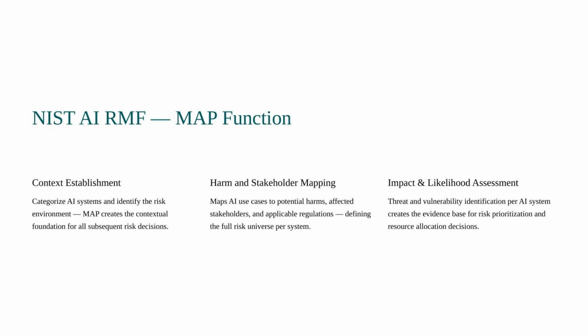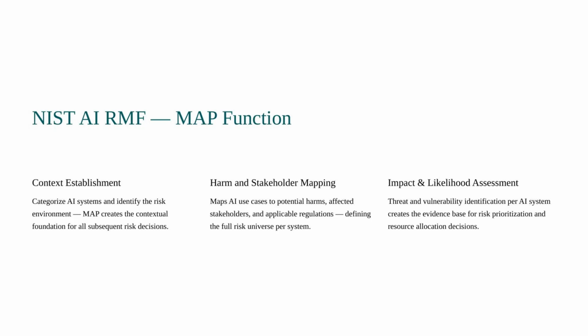Once systems are categorized, you map them to potential harms. What are the failure modes? Who are the affected stakeholders: users, employees, third parties, communities? What regulations and frameworks apply? Impact and likelihood assessment creates the foundation for prioritization. You can't treat every risk equally with finite resources. Map gives you the analytical basis for deciding where to focus.